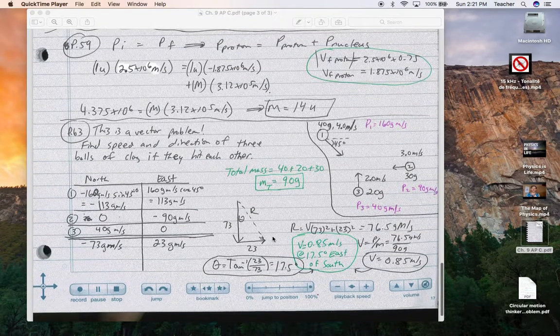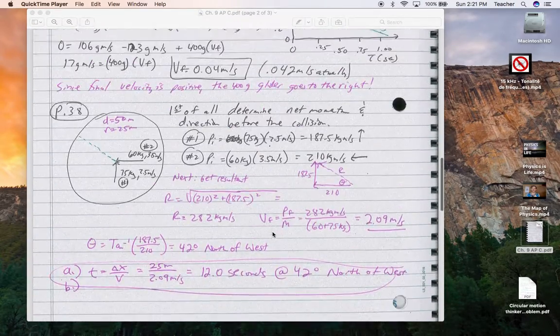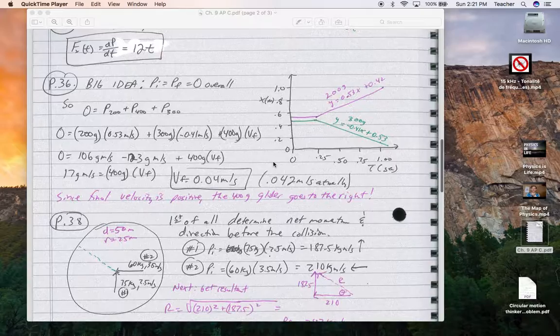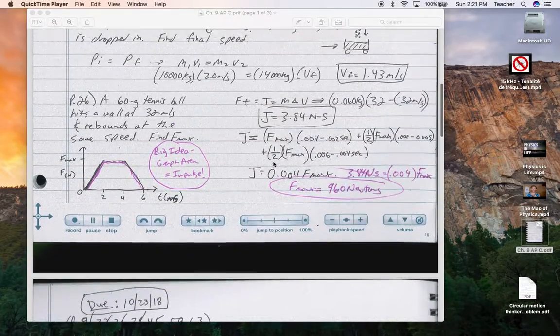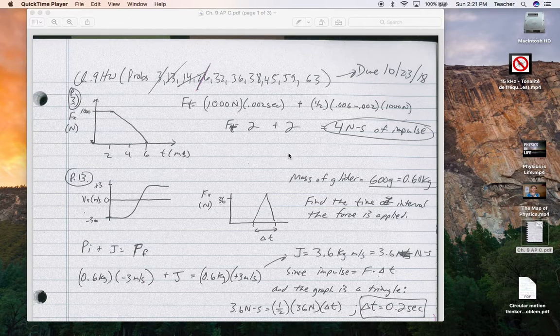So hopefully those went okay. Not super complicated, but conservation of momentum is a very universal concept. It comes into play in lots of places. And oftentimes it's not an entire problem on an AP Physics free response, but it would be part of one.